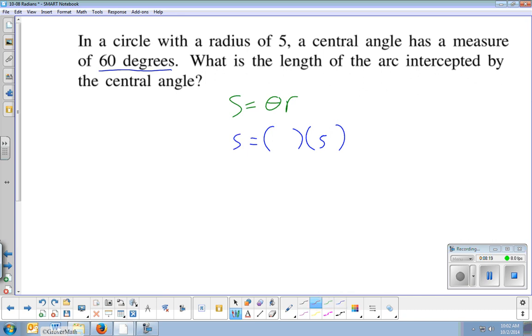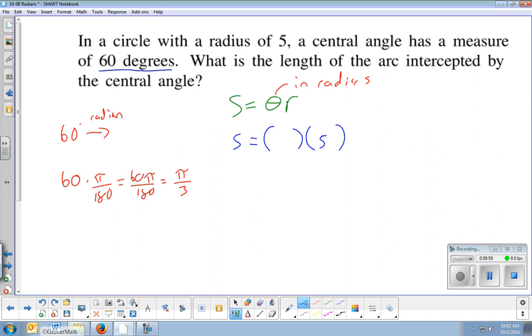So what people do wrong is they put a 60 in here and they multiply 5 times 60. But that doesn't work because the angle has to be in radians. So I need 60 degrees to convert into radians. What is the radian measure of 60 degrees? Well, the way I convert degrees to radians is I do times pi over 180. And 60 times pi over 180 is 60 pi over 180, which will simplify down to pi over 3.